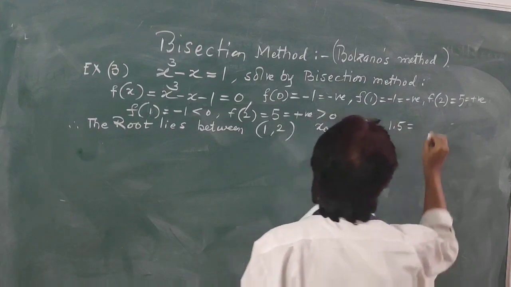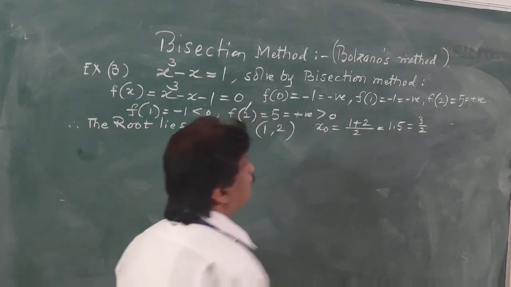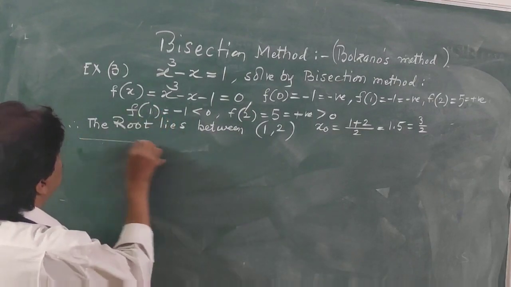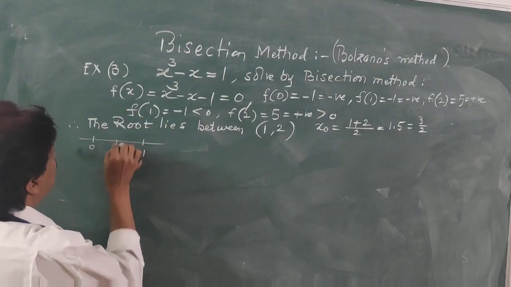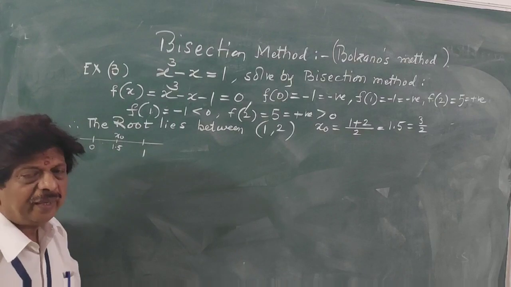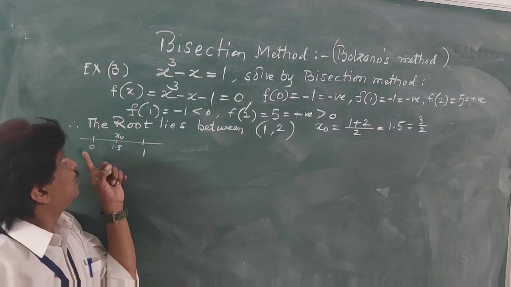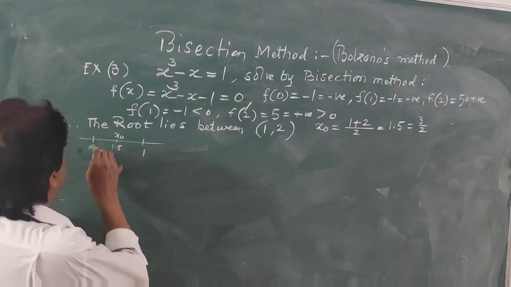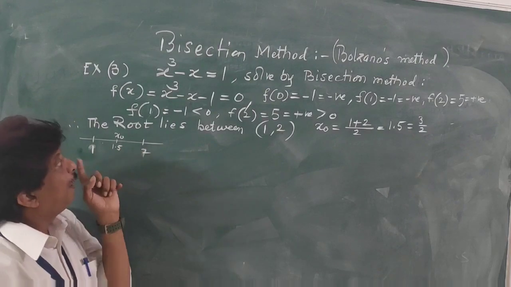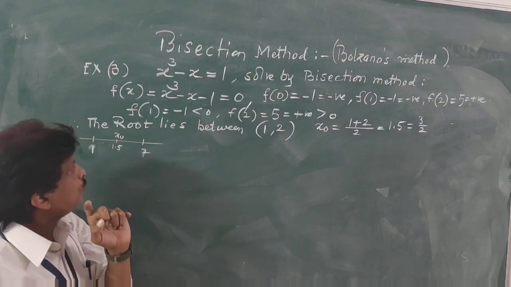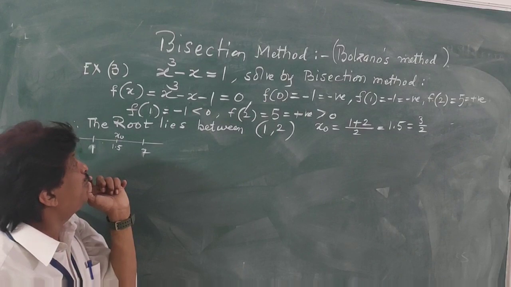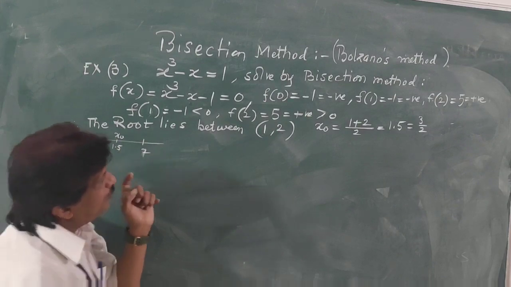Okay, 3 by 2. So this interval is something like this, 0 and 1, and this point is 1.5. This point is x0. Now, how is the method? So it is 1 and 2. The center of 1 and 2 is 1.5. F of 1 is negative. F of 2 is positive. What does this mean? Now, what is f of 1.5?